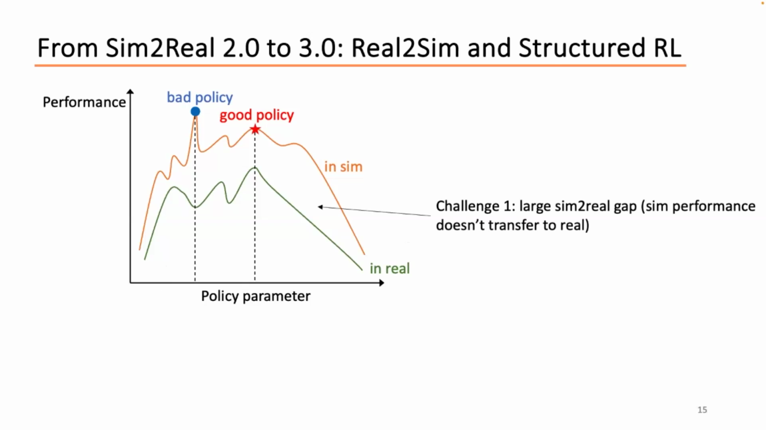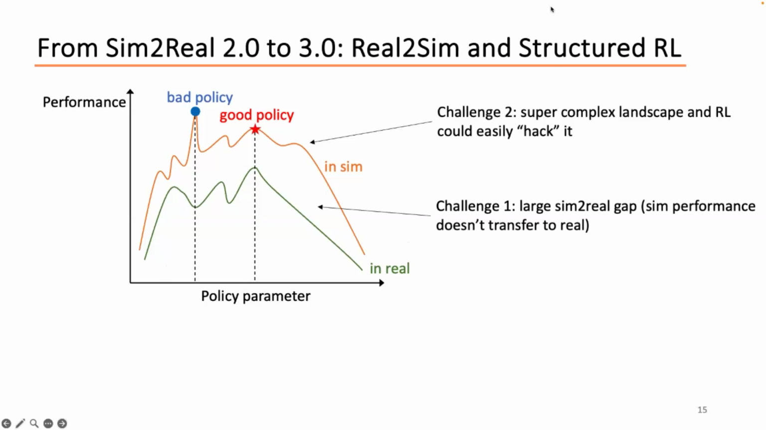The same performance doesn't really transfer to real, right? And challenge two is this orange curve is nasty, right? The optimization landscape is super complex, and reinforcement learning could easily hack it. For example, if reinforcement learning gives you the blue point, it gives you very good performance, almost perfect in simulation, but horrible performance in the real world, right? Because reinforcement learning just exploits simulation dynamics, which is different from the real world. This is why I call this a bad policy.